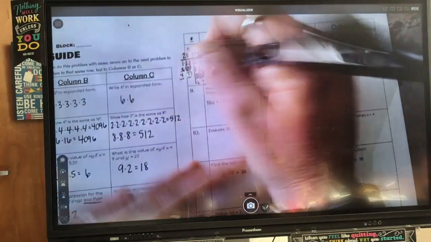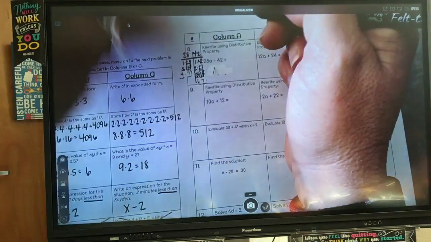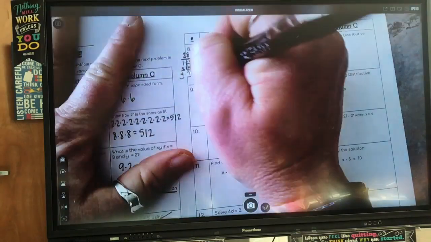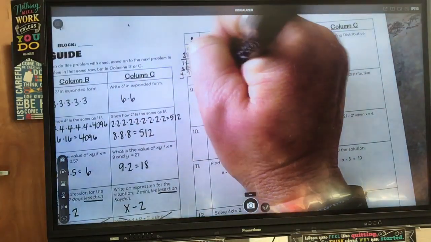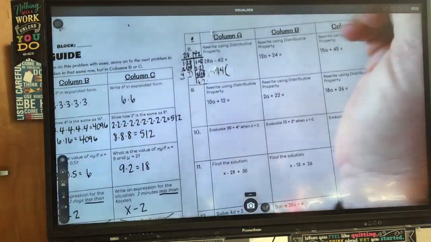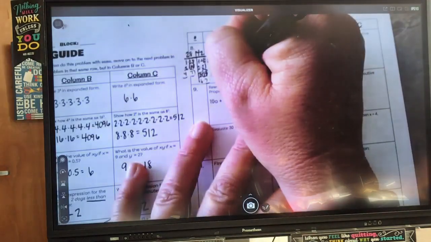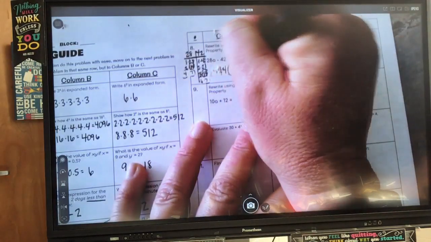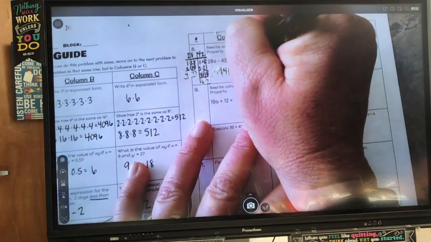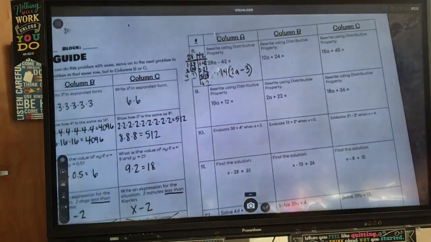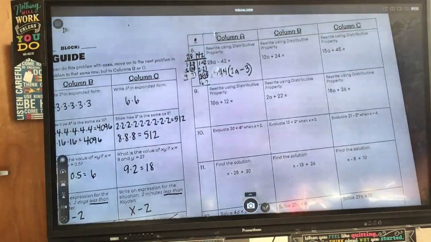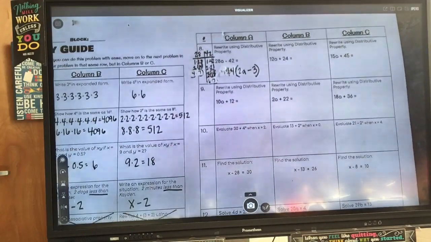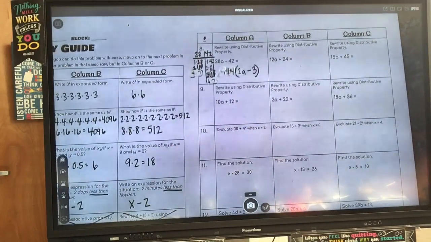14, if I could get this to work, that's why you don't use pen, y'all. 14, and then, so 14 times 2a minus 14 times 3. So that's what that one should look like. I know I got that all messed up, I apologize, y'all. Alright, so the next one, 12a plus 24.